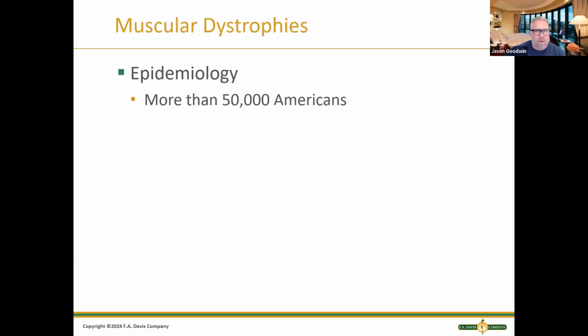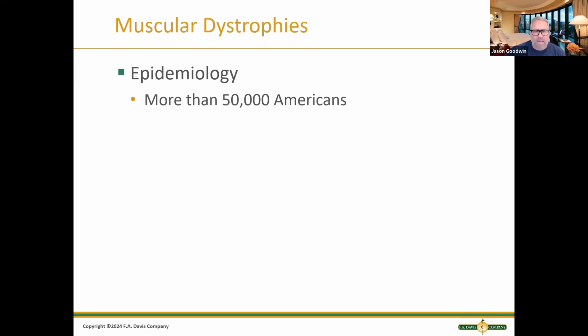So there are more than 50,000 Americans that have some kind of problem with muscular dystrophies. This can be present at any age, and the type and severity are correlated with age and onset. The most severe types are Duchenne's and Becker's. Duchenne's affects about 1 in 10,000 live male births and 3 in 100,000 live female births, and most of those are genetic.